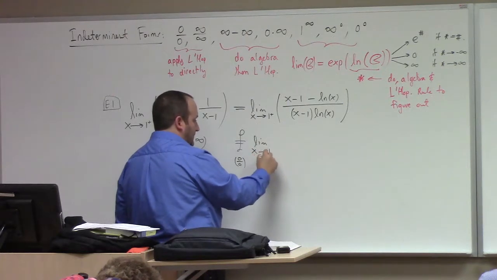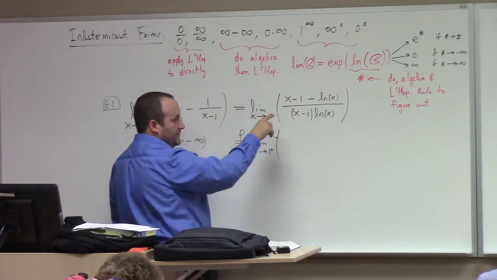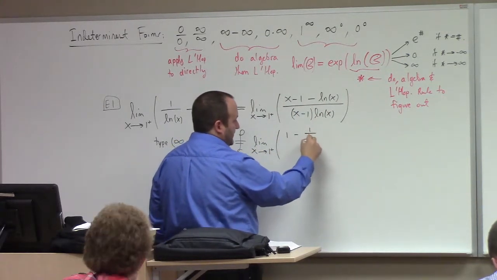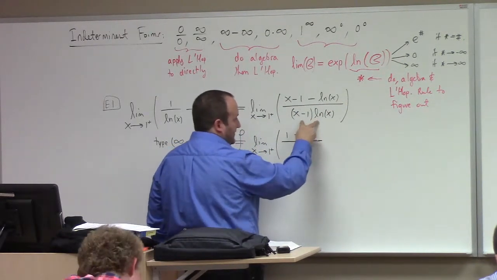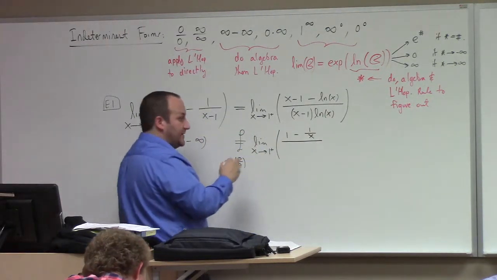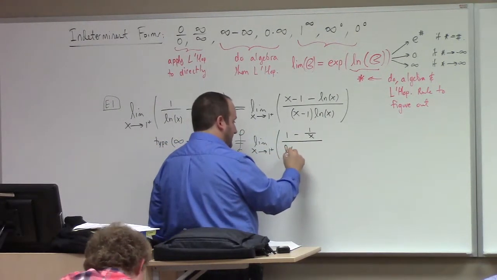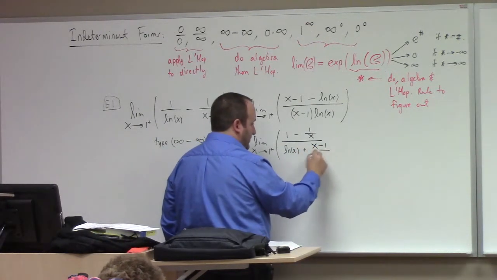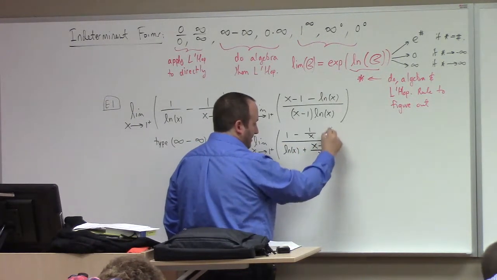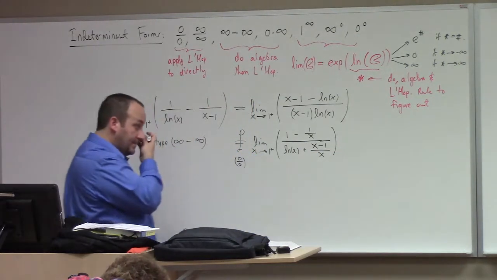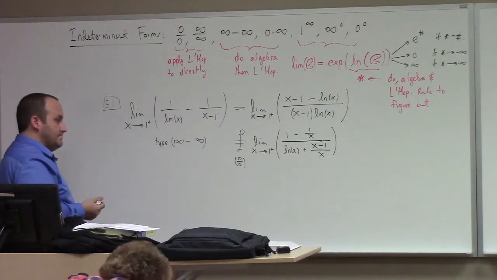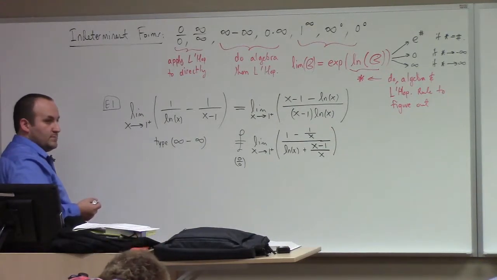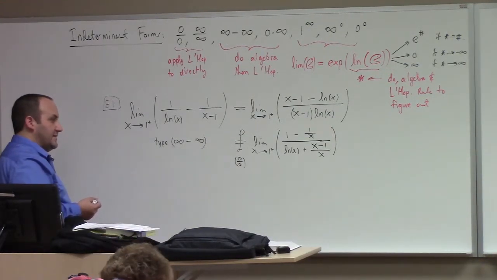Now we got to be careful. What's up here? 1 minus 1 over x upstairs, right? Now downstairs, I got a product. So I got to do product rule, right? So that's log x plus x minus 1 over x. Looks like I still got 0 over 0, huh?